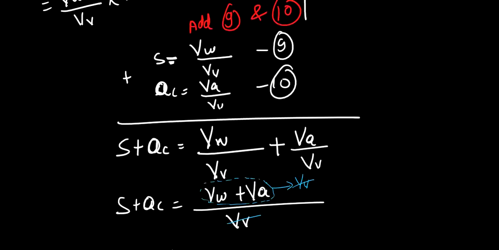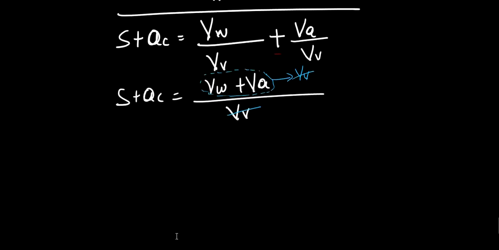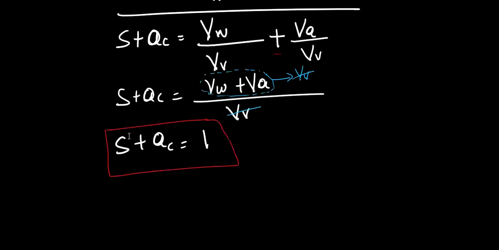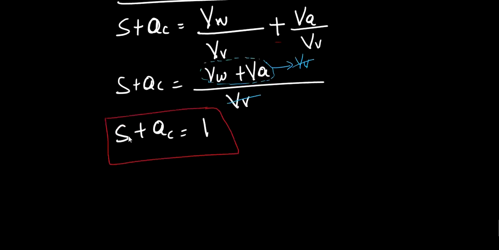So this thing will cancel out by this, and I will be left with 1. So what I have done is I have derived a very important relation, that is saturation plus air content is equal to 1. This is an important relation. Let's number this as 11.